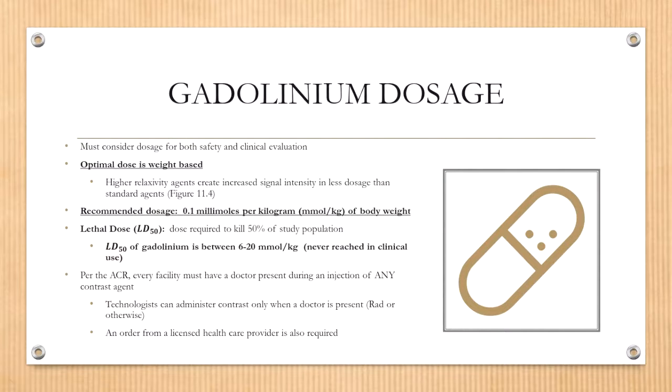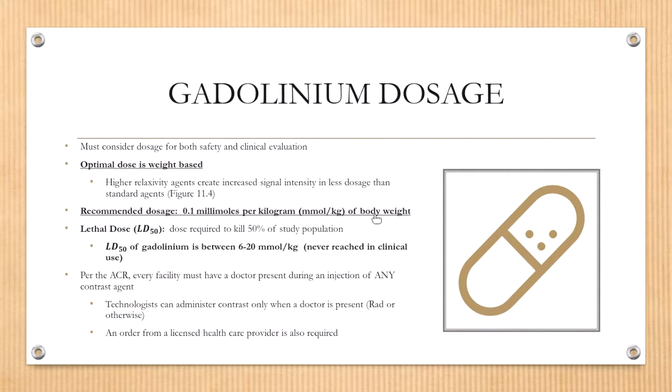But in general, the recommended dosage for gadolinium is 0.1 millimoles per kilo, and this is the unit of measurement for gadolinium dosing, or gadolinium chelates, of body weight. So what you do is you take the patient's weight in kilos and you multiply it by 0.1, and that gives you how much they're supposed to be getting, millimoles per kilo, of gadolinium or gadolinium chelate.